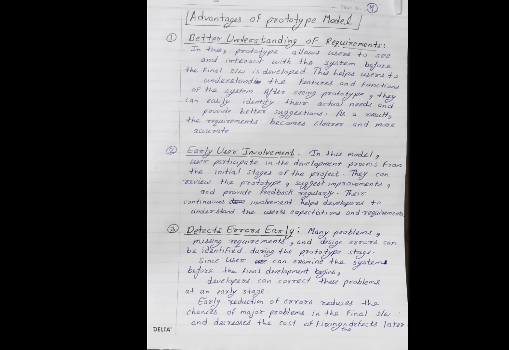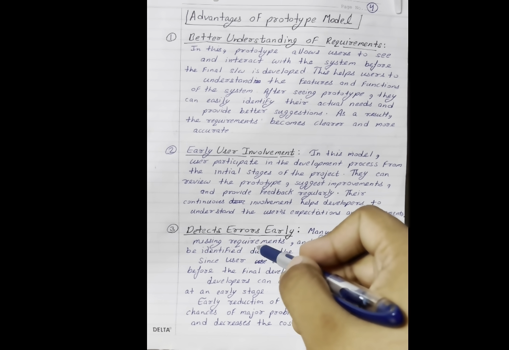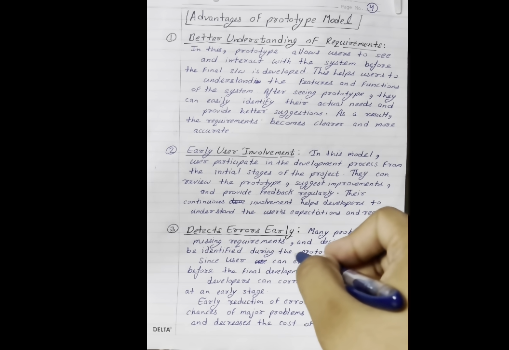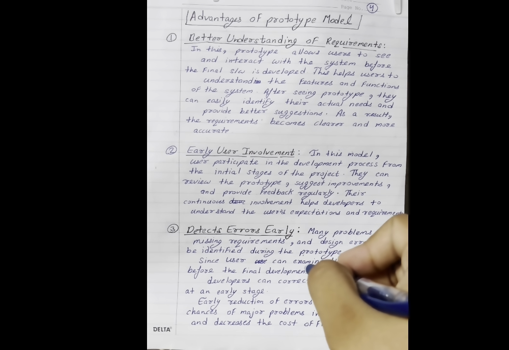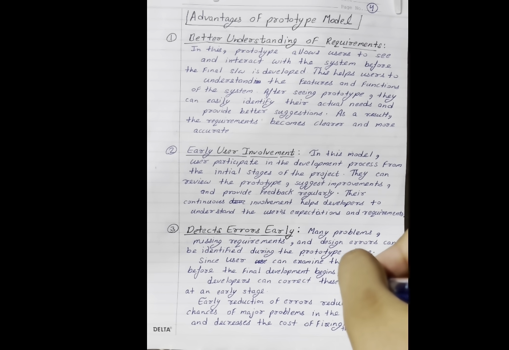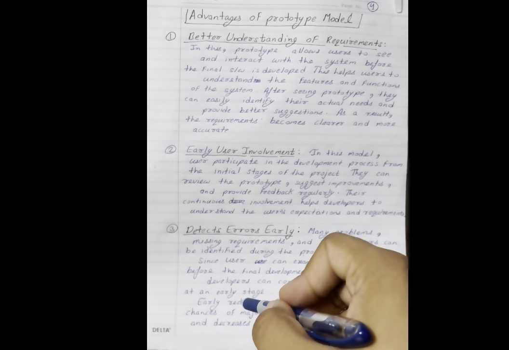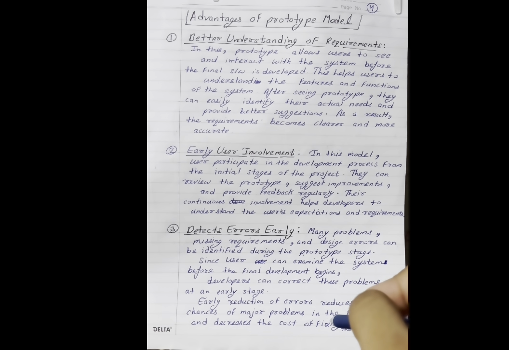Next is early detection of errors. In this model, many problems, missing requirements, and design errors can be identified during the prototype stage. Since the users can examine the system before the final development begins, developers can correct the problems at an early stage. This early reduction of errors reduces the chances of major problems in the final software, and it also decreases the cost of fixing the defects later.